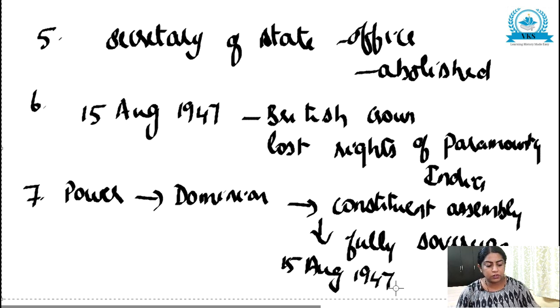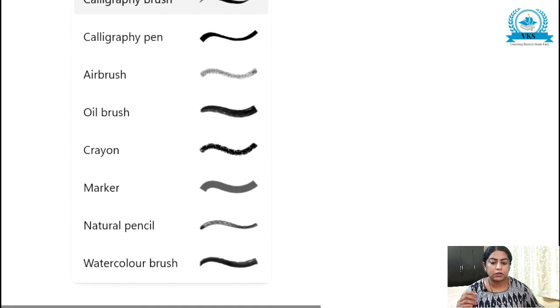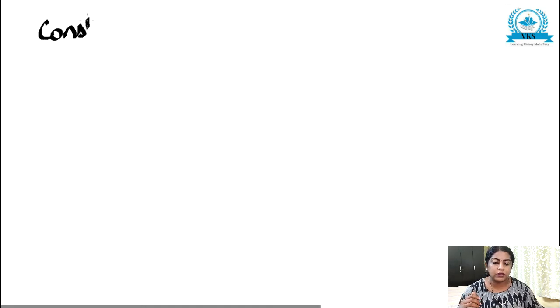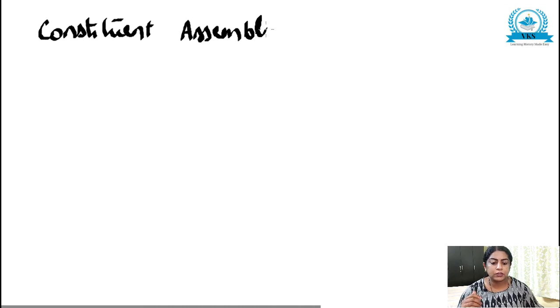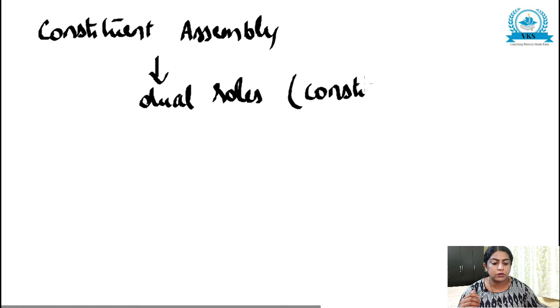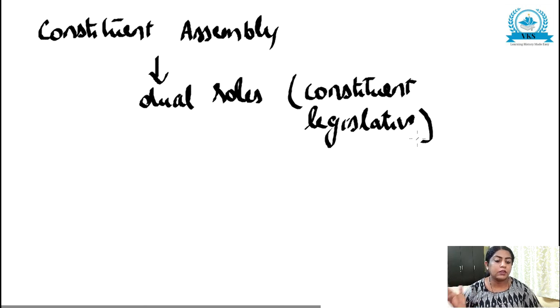And the Constituent Assembly, which we said is a very important body, had dual roles, that is, the constituent role and the legislative role. Both the roles were there with the Constituent Assembly. That was the seventh provision of the Act.